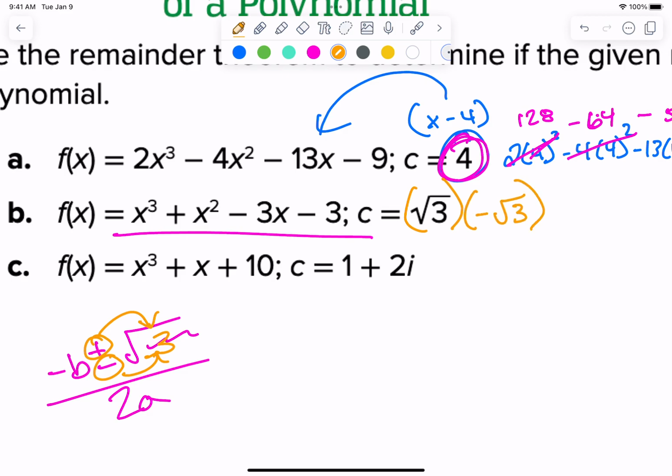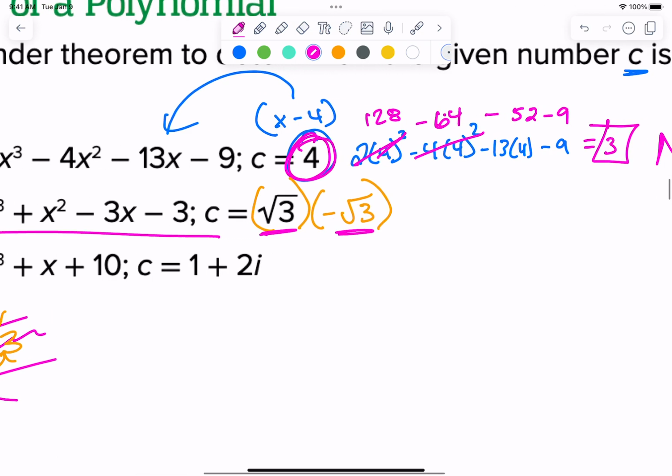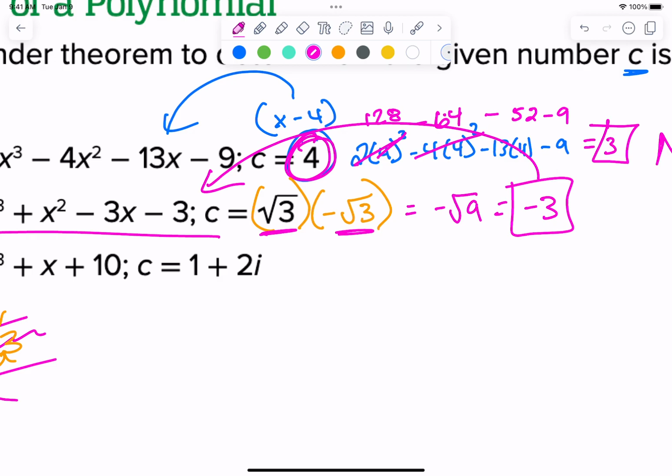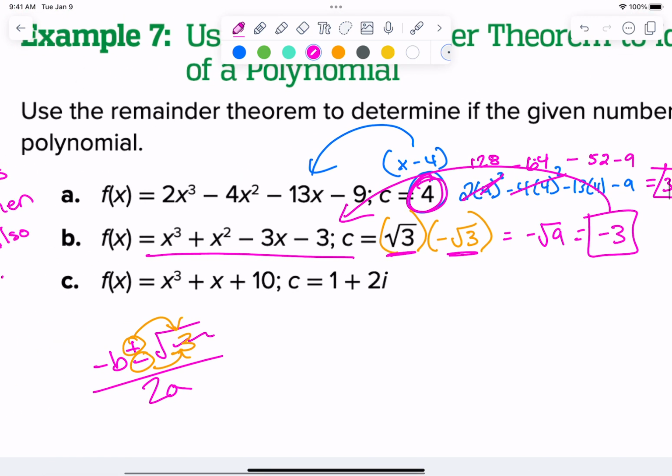So rather than plugging the square root of 3 in, I could multiply those two together. What's the square root of 3 times the negative square root of 3? Negative square root of 9, which is just negative 3. So I can check, and if negative 3 goes in there, then it works. You just plugged in the square root of 3, but if you plug in negative 3, it should work as well. Can I try it out? Sure, try it out.